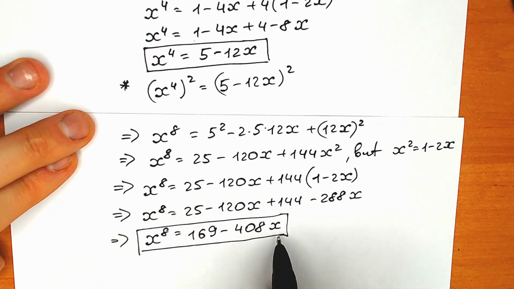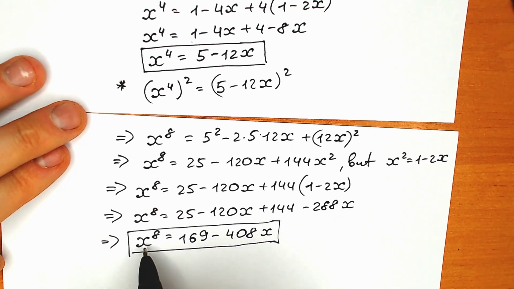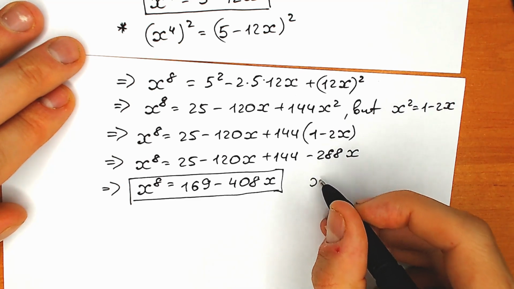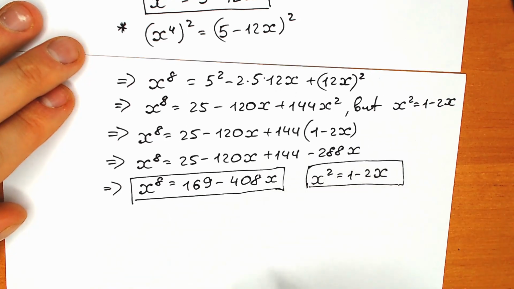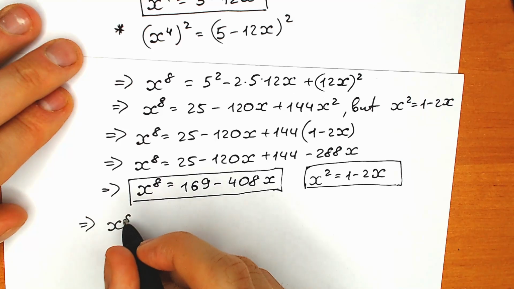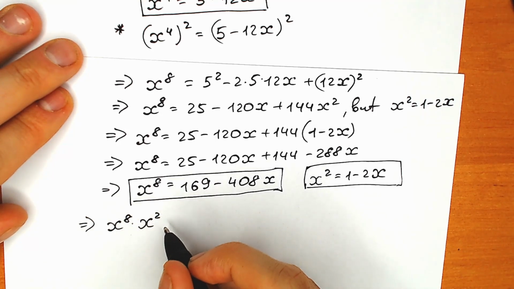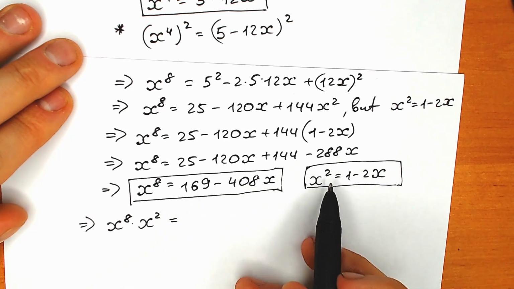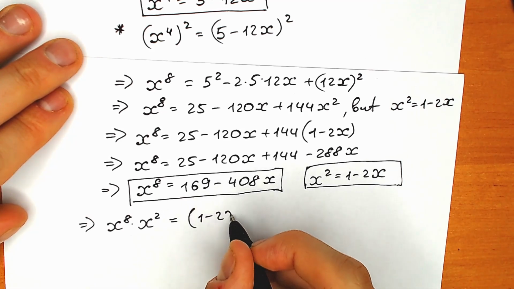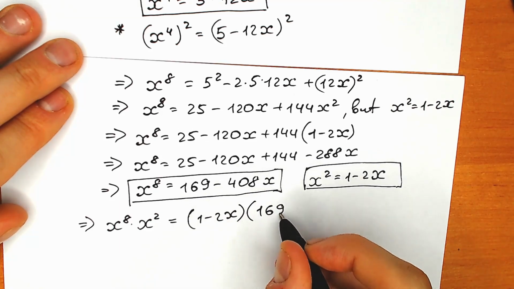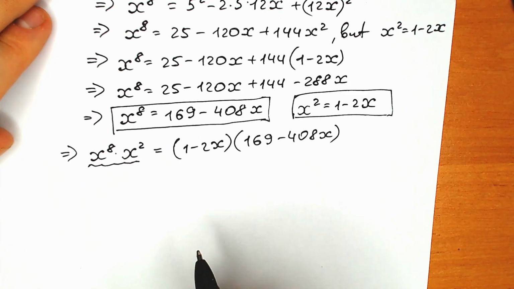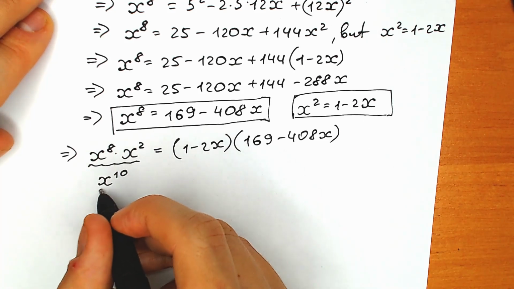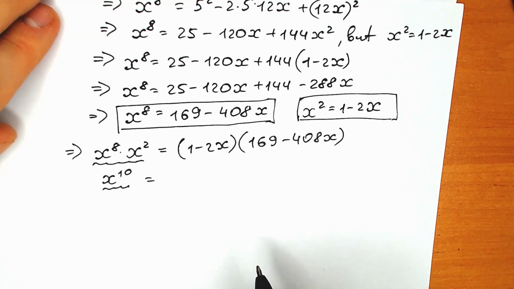And right now the final tricky move. We need only x squared right now, because then we will multiply x to the 8th power by x squared, and as a result we will have x to the 10th power. And we know everything about x squared, equal to 1 minus 2x. So right now let's multiply these parentheses, this one by this one. On the left side we will have x to the 8th power times x squared, equal to, 1 minus 2x times the parentheses 169 minus 408 times x. As a result, x to the 8th power times x squared equals x to the 10th power, the expression that we exactly need from the beginning.